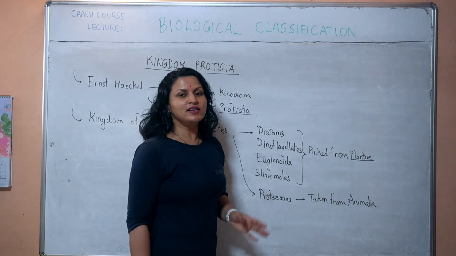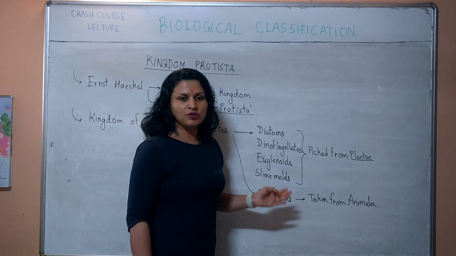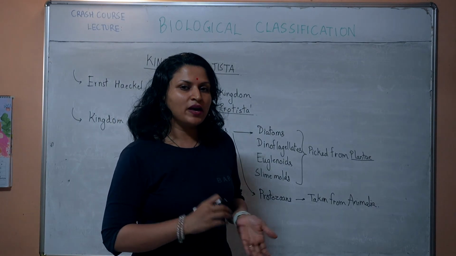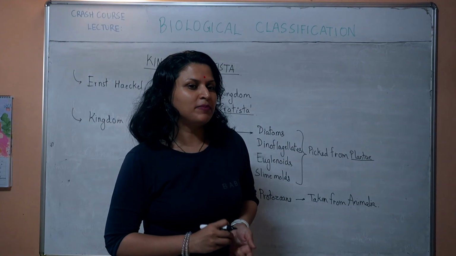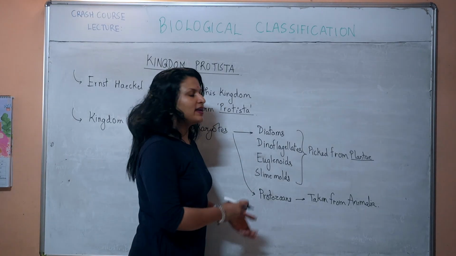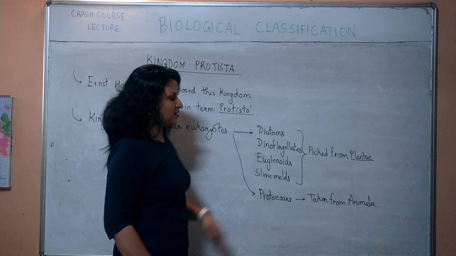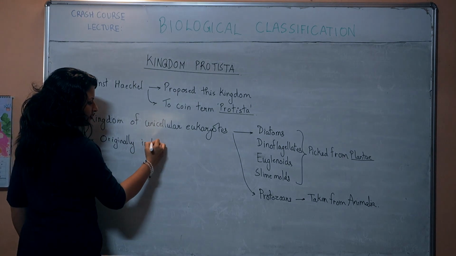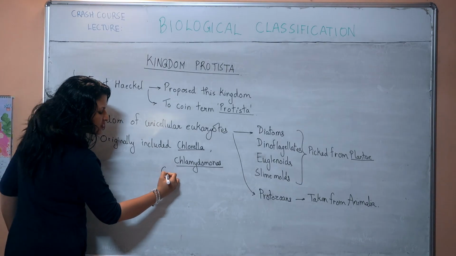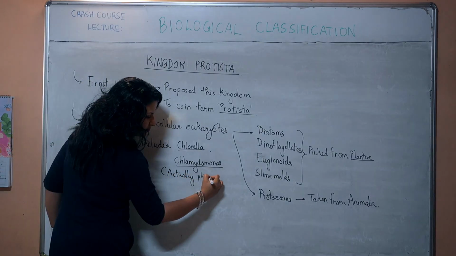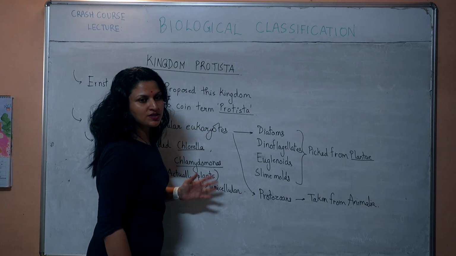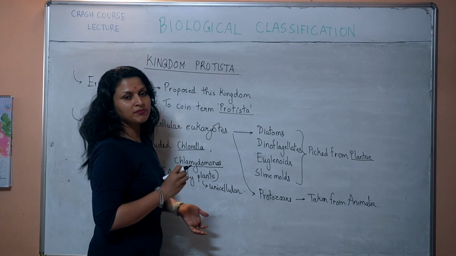Ernst Haeckel had made a little blunder during the formation of kingdom Protista, and that is he had picked up Chlorella and Chlamydomonas as well from algae of kingdom Plantae. He had removed Chlorella and Chlamydomonas, and he had placed them under kingdom Protista. These are actually plants, unicellular plants. They remained in kingdom Protista for a very long time, not really belonging over there.